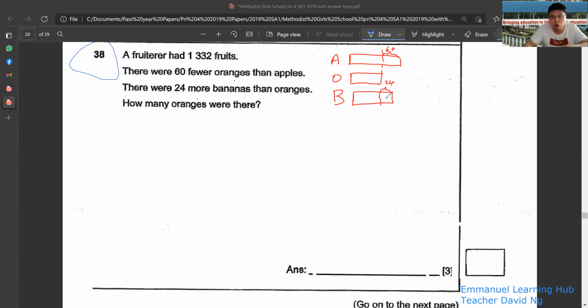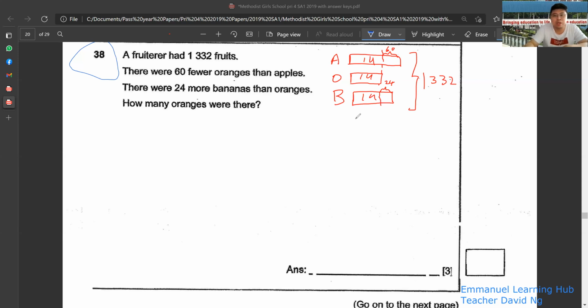Okay, understand? 24 more bananas than oranges. Altogether, 1332. So this one is all 1 unit. Can you see the 1 unit? Yes. You draw the model, you know already.